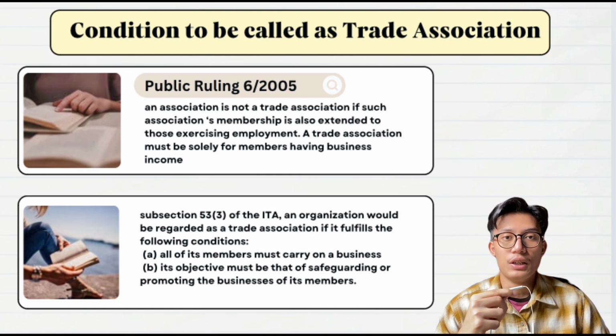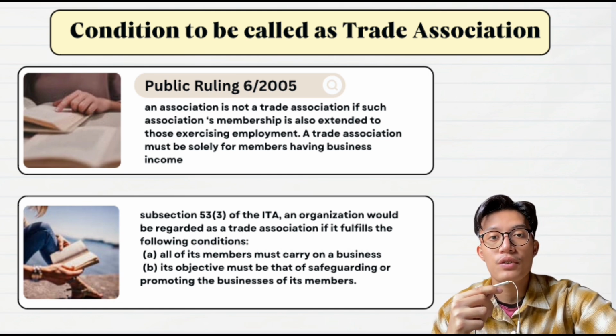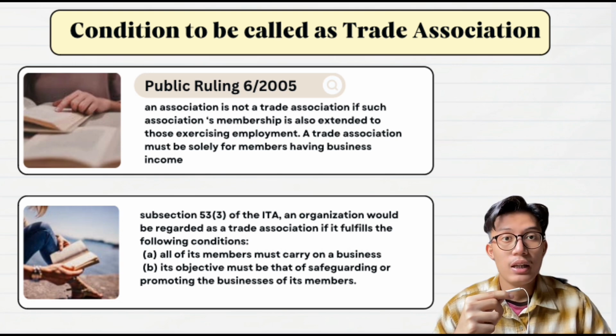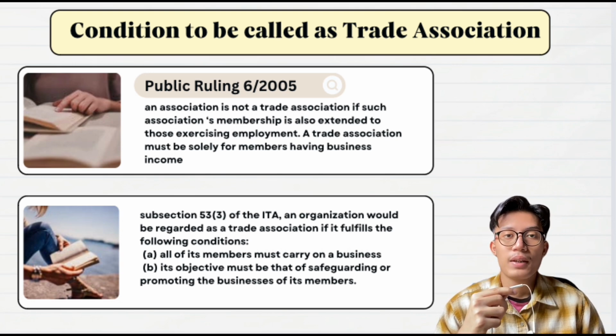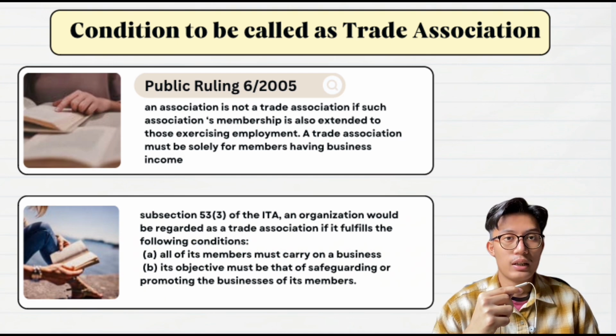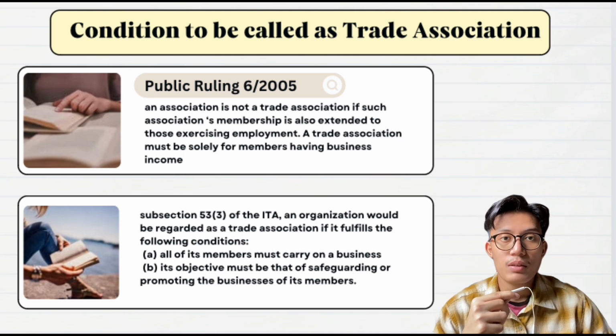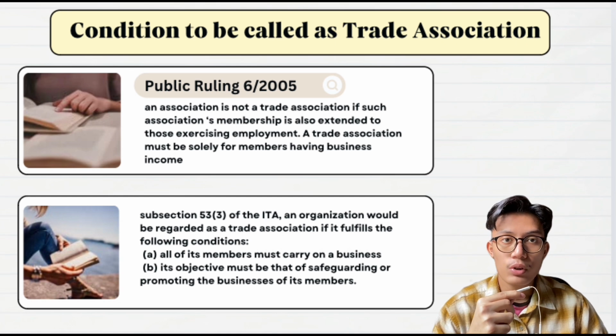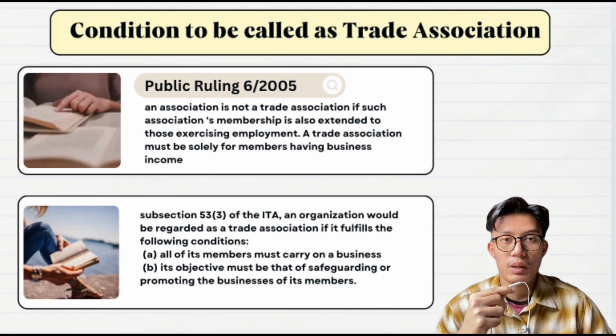An organization will also be called a trade association under subsection 53(3) of the Income Tax Act if these conditions are fulfilled. Number 1 is all of its members must carry on a business, and the second one is its objective must be that of safeguarding or promoting the businesses of its members.